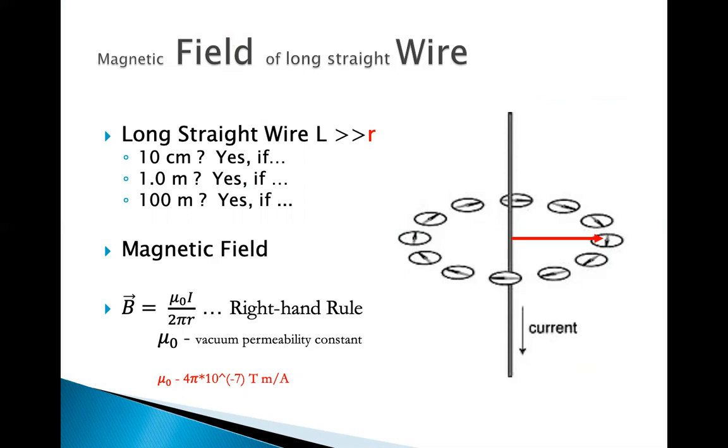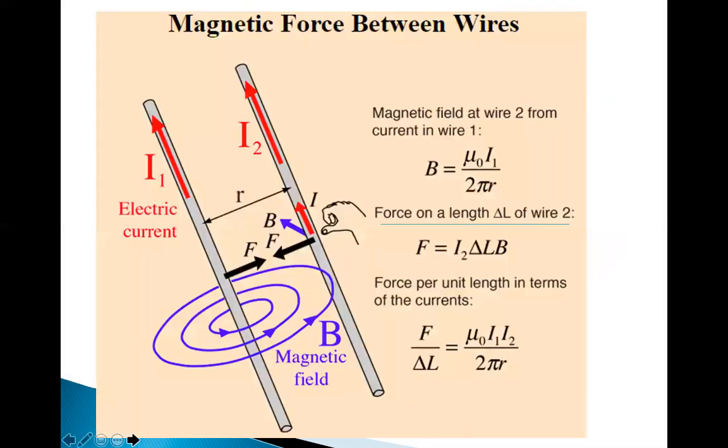So here it really represents the entire space, particularly the space that's close enough to this wire compared to the length of the wire. This is the first type.